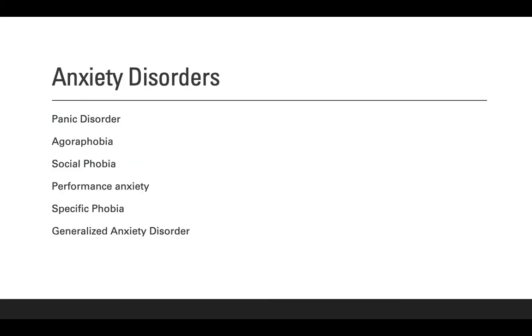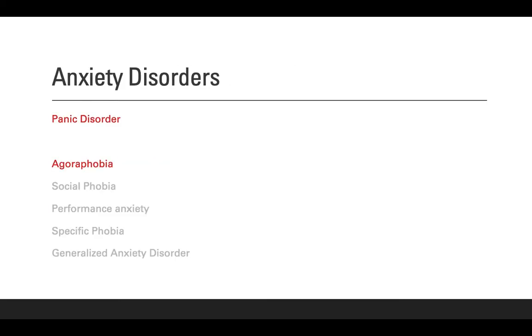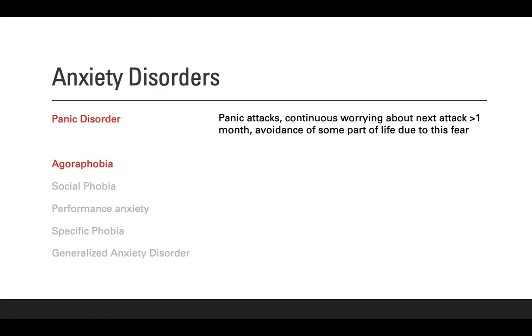All right, anxiety disorders. First one being panic disorder and agoraphobia, because these go really well together. So panic disorder, these people have panic attacks, and then you have this continuous worry about the next attack for more than a month. And then they have another attack, and then they start avoiding things because of the attacks, because they're so scared of when the next one's going to happen.